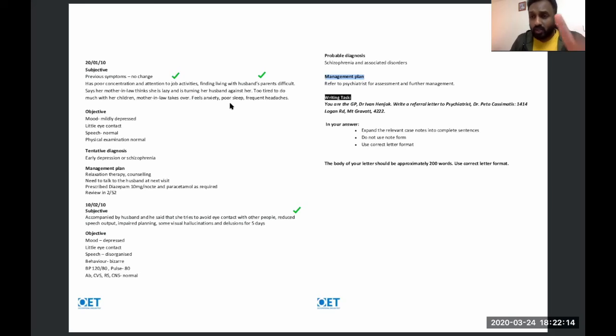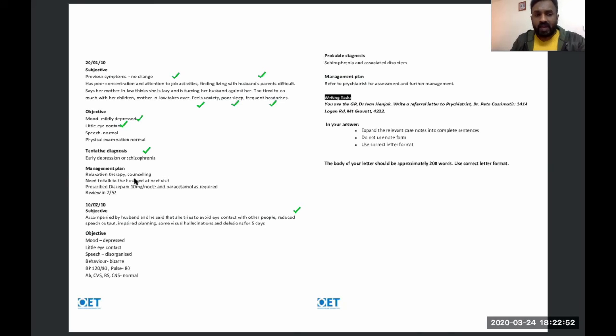The new complaint we see over here is feeling anxiety, poor sleep and frequent headaches. Patient is mildly depressed; if you want, you can take it. Then little eye contact, yes, important information. Speech normal and physical examination normal. Things which are normal are not that important, so even if you remove that, it's completely fine. Then you have the tentative diagnosis, which means you made a diagnosis recently, which says the patient was suffering from early depression or schizophrenia.